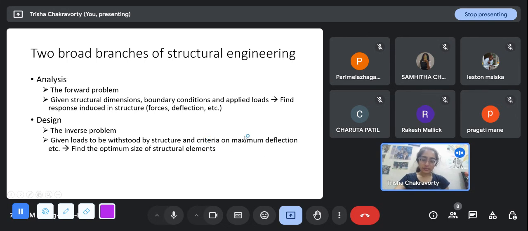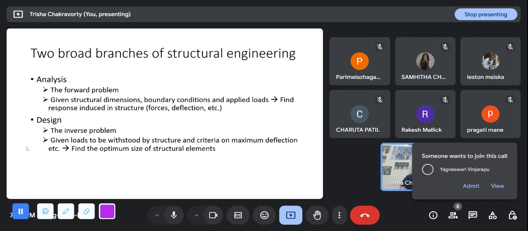For example, on maximum deflection, these are serviceability criteria. If I have a beam which has loading in the downward direction, it will deform in such a way that the midpoint has the maximum deflection. So there will be a maximum deflection criterion on that, that I cannot exceed. So then we have to find the optimum size of the structural elements. So the two broad branches are analysis and design, and this course is a course on structural analysis.